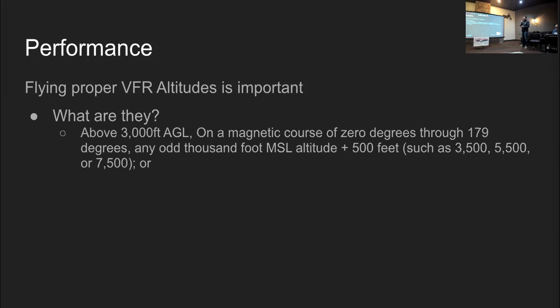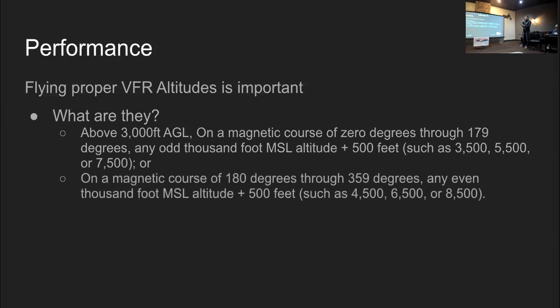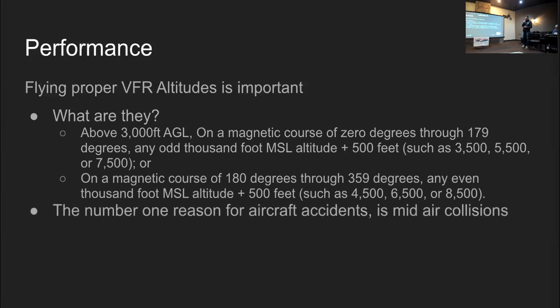How can we be proficient in that? So again, this talks about the opposite: flying at even altitude plus 500 feet. So again, that's between the heading of 180 and 359. Again, that's magnetic course. The number one reason for aircraft accidents is mid-air collisions. I kind of alluded to this earlier, and that was my presentation about 2 years ago. So that's why I highlight this point, because a lot of that had to do with folks not making radio calls or flying at the wrong VFR altitudes.